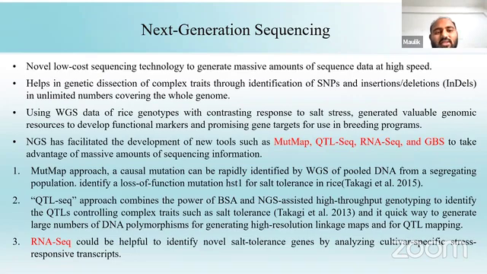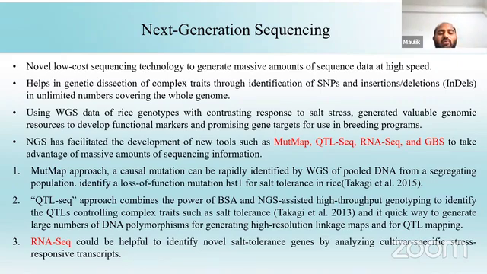Nowadays, in the era of next generation sequencing, low cost means we can totally sequence the rice genome, and the genes and SNPs responsible for salinity tolerance have been identified by various techniques. So nowadays sequencing is a very low cost technology. Generally, next generation sequencing facilitates the development of new tools such as MutMap, QTL-seq, RNA-seq, and GBS.